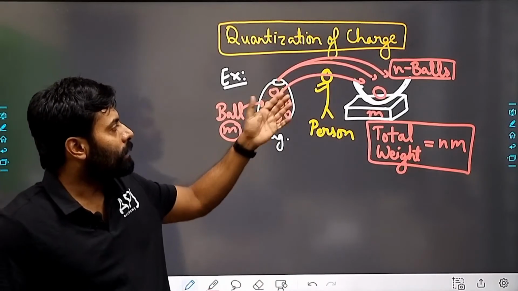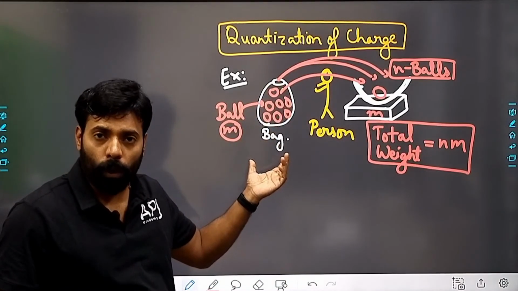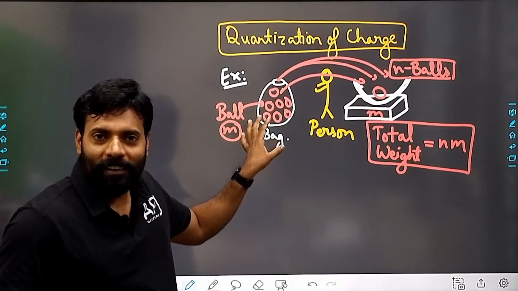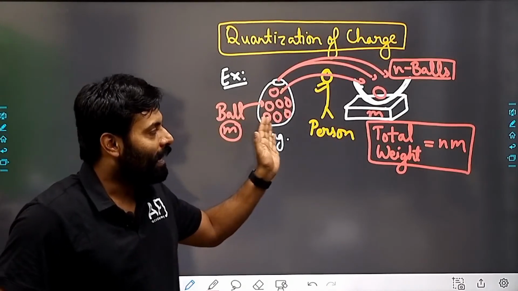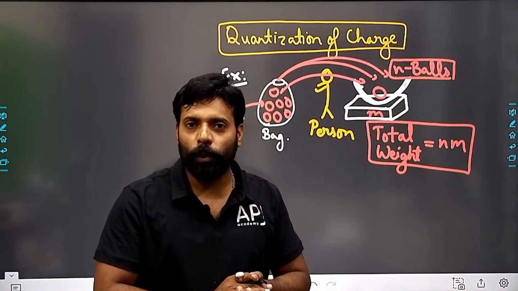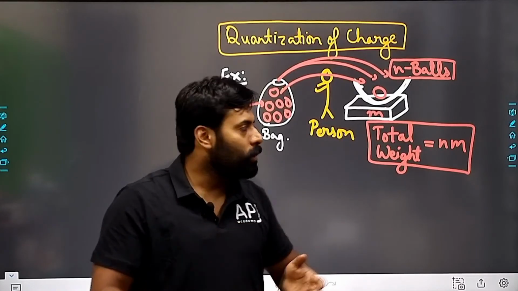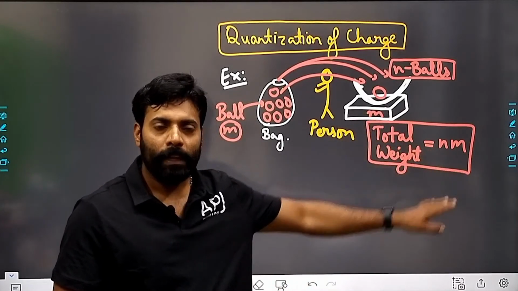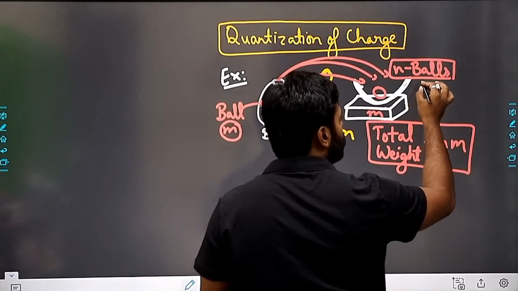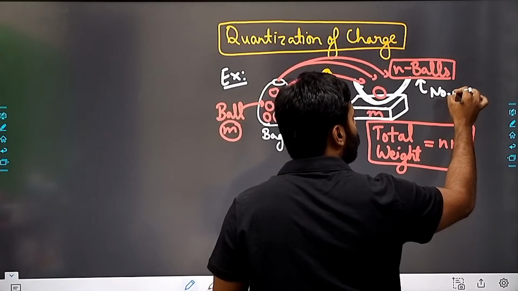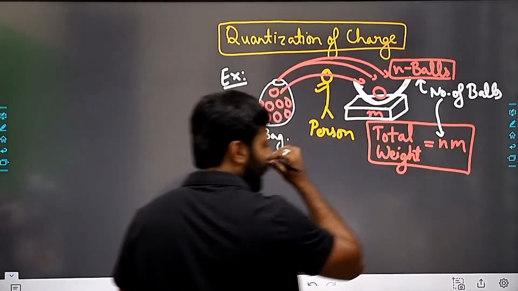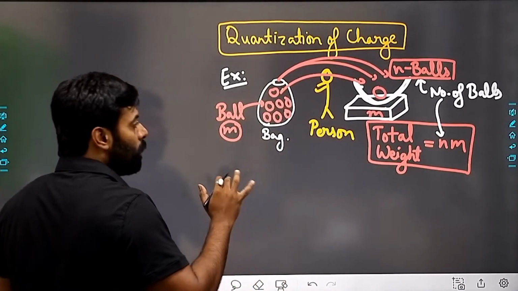So quantization of charge says that if I am having one ball, the mass of one ball is m, and if I am transferring these balls and weighing them in one container, then the total mass will be nm, where n is the number of balls and m is the mass.